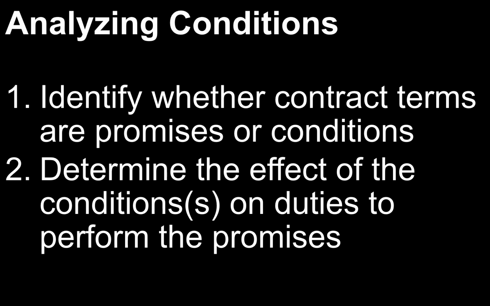Brian. Now that we've seen a couple of very simple examples, let's characterize this with some rules that we can more generally apply in a variety of circumstances. There are two steps to analyzing conditions. The first step is to identify and determine whether a contract term is a promise or is in fact a condition. And the second step is to determine the effect of the conditions on the duties to perform the promises. I'm going to show you the operation of these two steps, and I'm also going to get into more detail on those rules using the Restatement of Contracts Second.